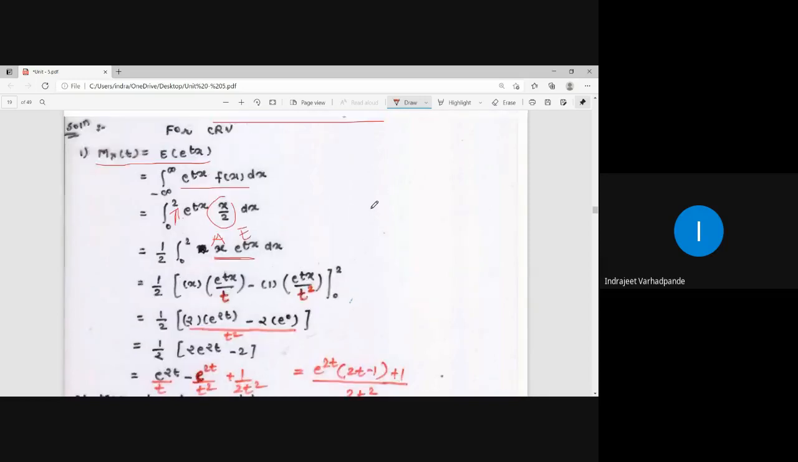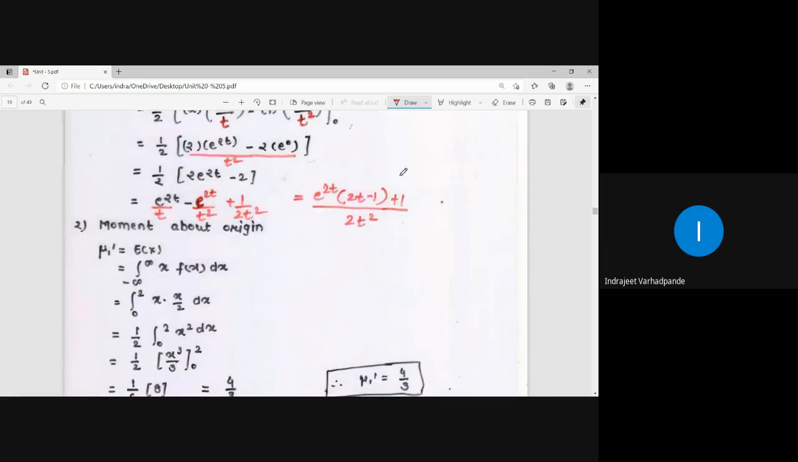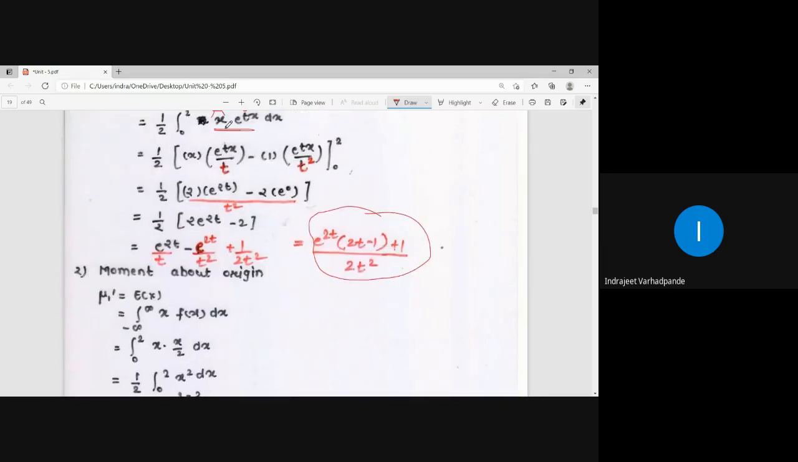Applying integration by parts and putting the limits, you get the answer as e to the power 2t. ये first into integration of second, x into integration of e to the power tx is e to the power tx upon t, minus derivative of t is 1, t square in the denominator, integration of e to the power tx is e to the power tx. Common LCM लीजिएगा, put the lower limit, upper limit, you get the answer, and simplification for moment generating function is this. Now how to calculate moment about origin?